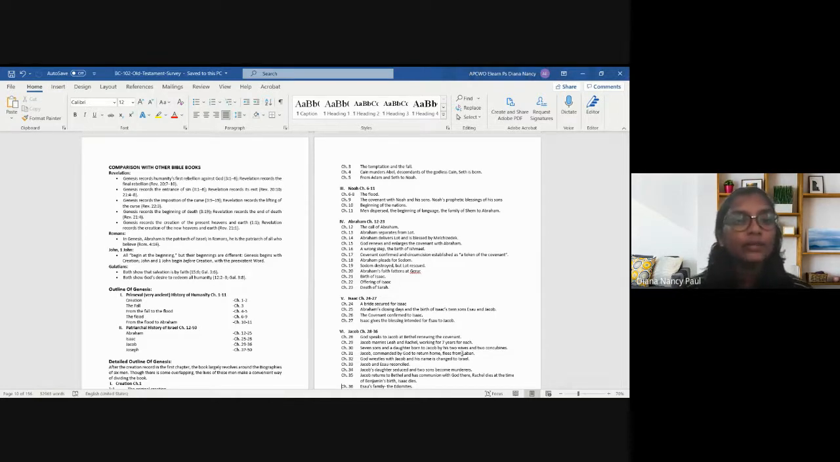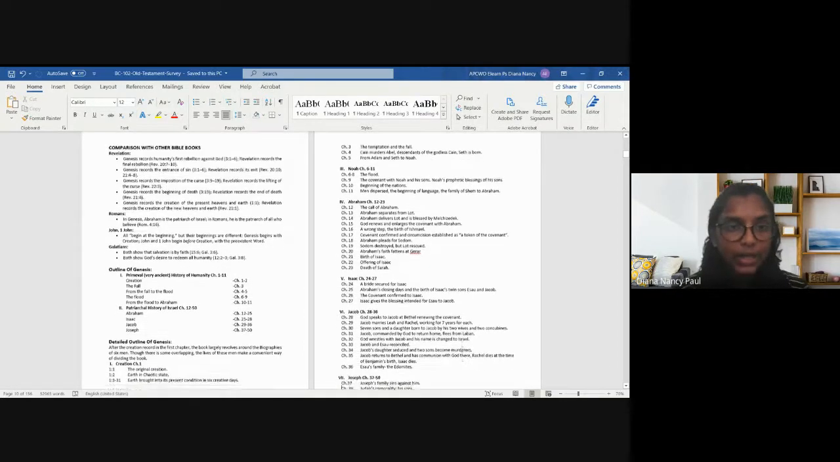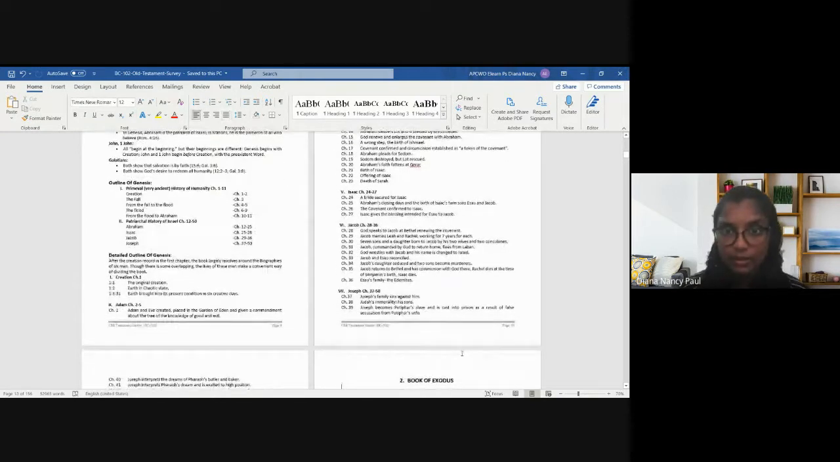Genesis has been compared with Revelation, as Genesis records humanity's first rebellion against God, and Revelation records the final rebellion. We also see Genesis records the entrance of sin and Revelation records its exit. In the same way, there are other comparisons in the books of Romans, John, and also Galatians. We need to read each and every chapter to know the comparison. This may be one of the questions asked in our exam.